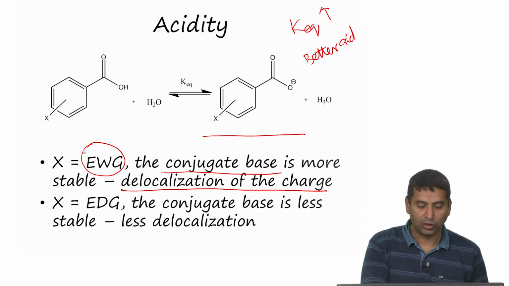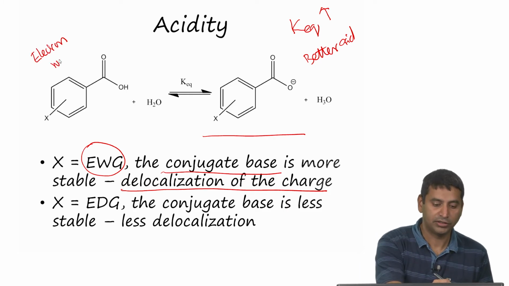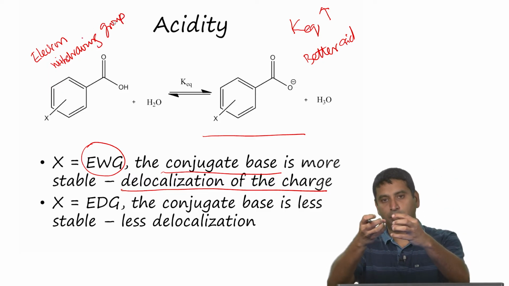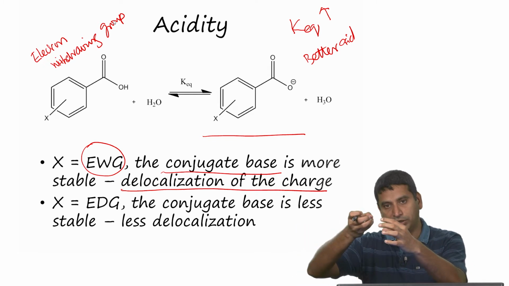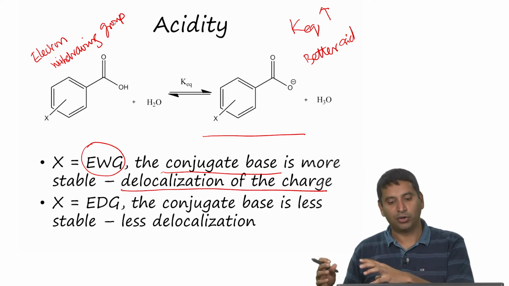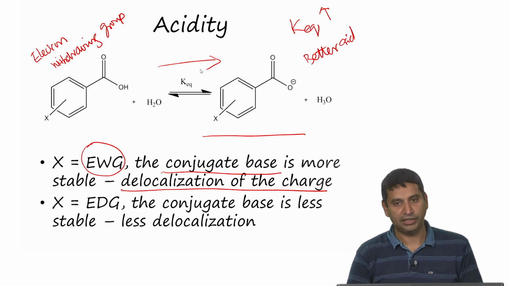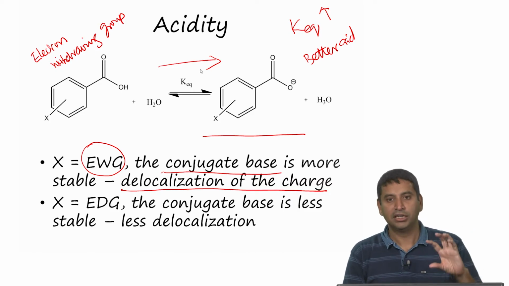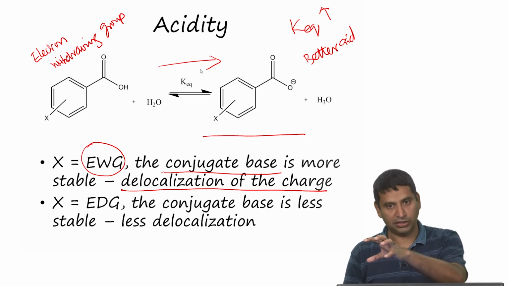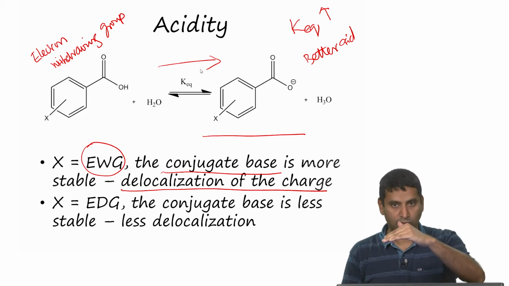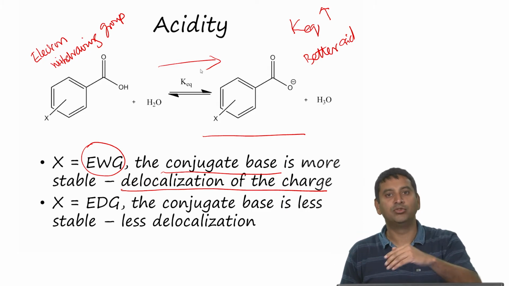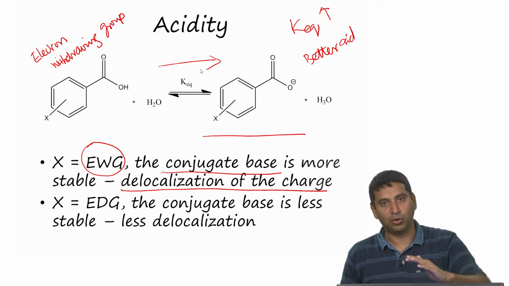So, by putting an electron withdrawing group, EWG, what happens is that we pull the electrons from the carboxylate and help it get delocalized, and the more delocalized it is, the more stable it is. So, by putting an electron withdrawing group, I push this equilibrium towards the right, and therefore the acidity improves. Conversely, if I have an electron donating group, that increases the localization of the charge on the carboxylate, and therefore the Keq is going to go down. So, in order to study the effect of an electron withdrawing or an electron donating group, I can use the benzoic acid benzoate equilibrium as a model system.